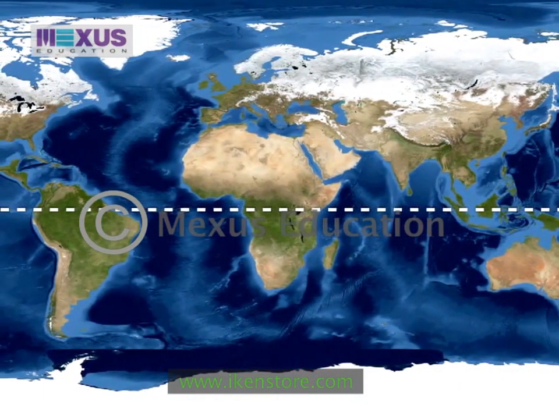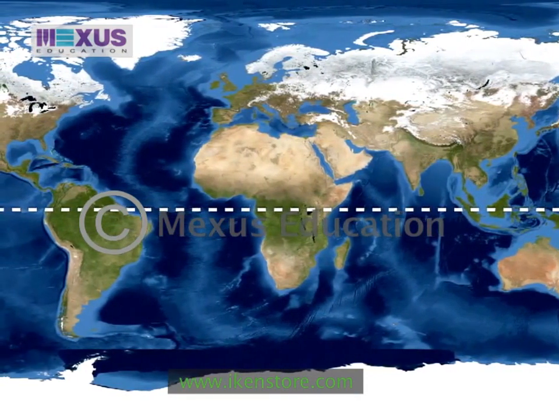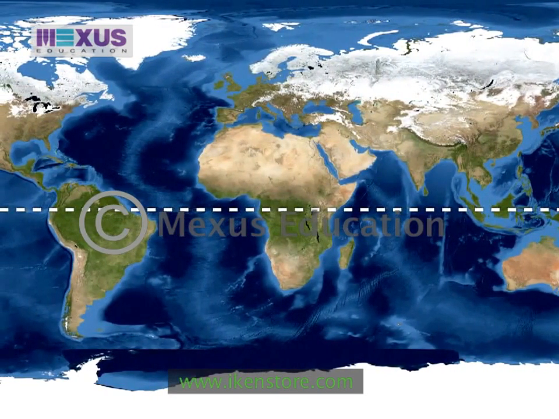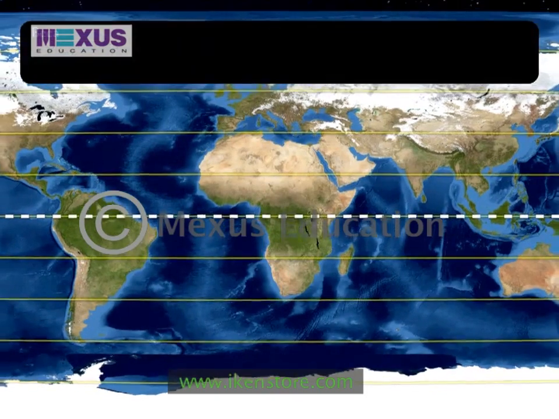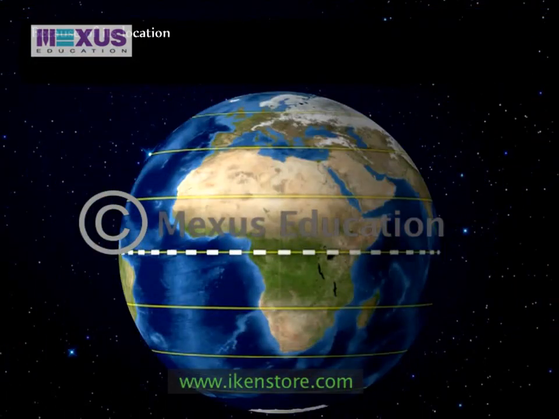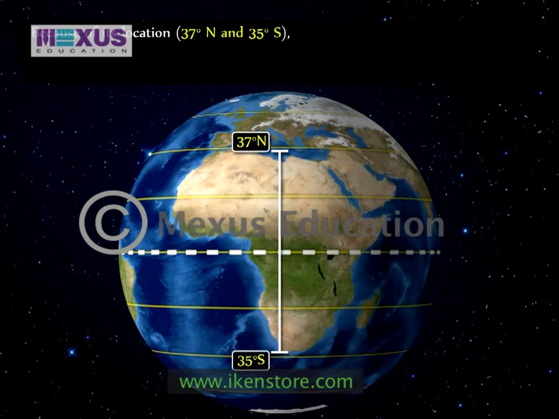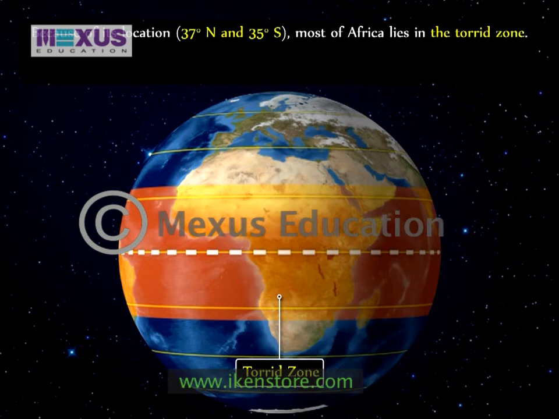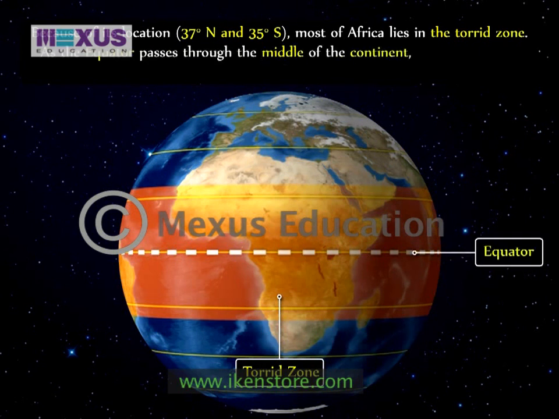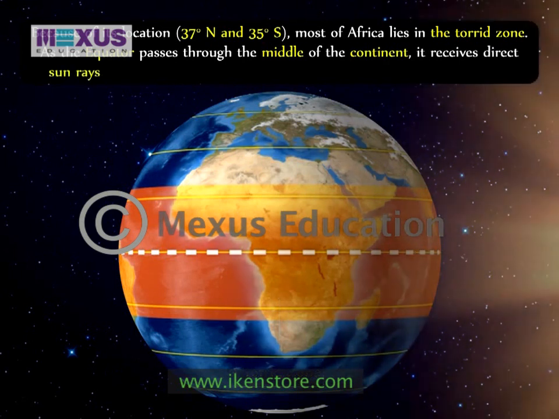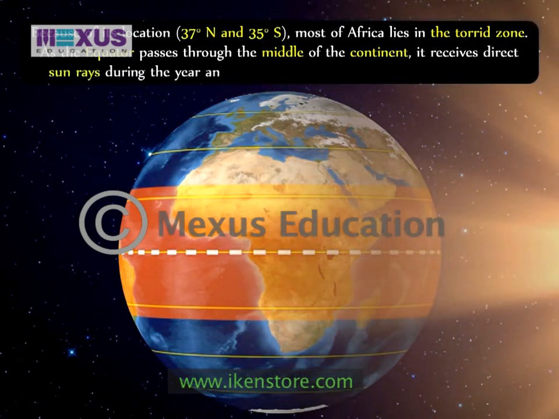There are four main factors that affect the climate of Africa. First is the latitude. Because of its location, 37 degrees north and 35 degrees south, most of Africa lies in the torrid zone. As the equator passes through the middle of the continent, it receives direct sun rays during the year. Hence, most of Africa experiences hot climate throughout the year.